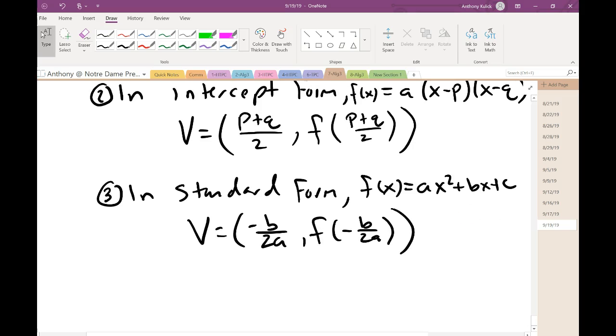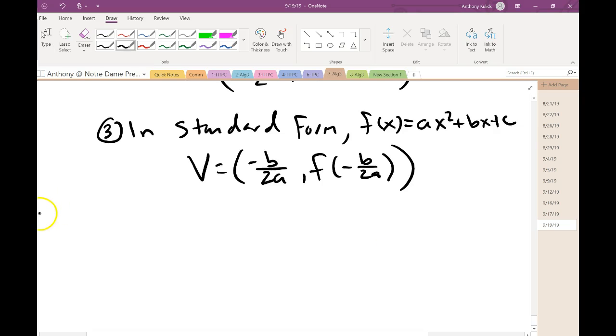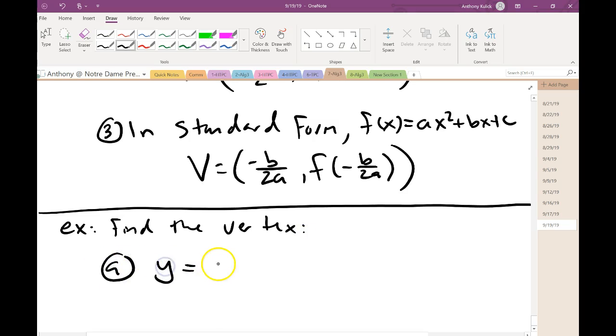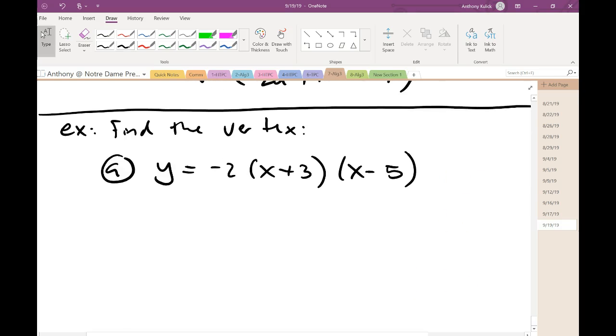And in standard form, we can find the vertex by first calculating its x-coordinate by doing negative b over 2a, and then taking that answer and plugging it back into our original function to find the y-coordinate. So let's do some examples of just finding the vertex.